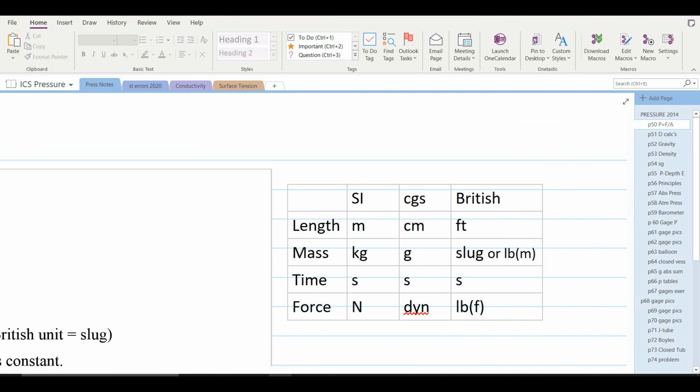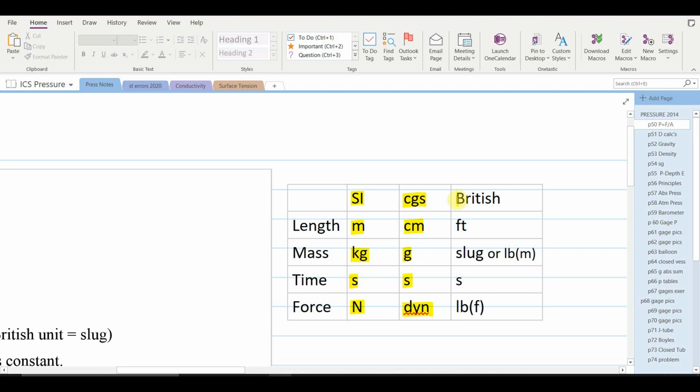So there are several systems in use. In the SI system, meter is the fundamental unit of length, kilogram the unit of mass, second for time, and newtons for force. And the CGS system is commonly used in the laboratory, and the unit of length is a centimeter, for mass it's a gram, for time it's seconds, and for force the unit is dynes.